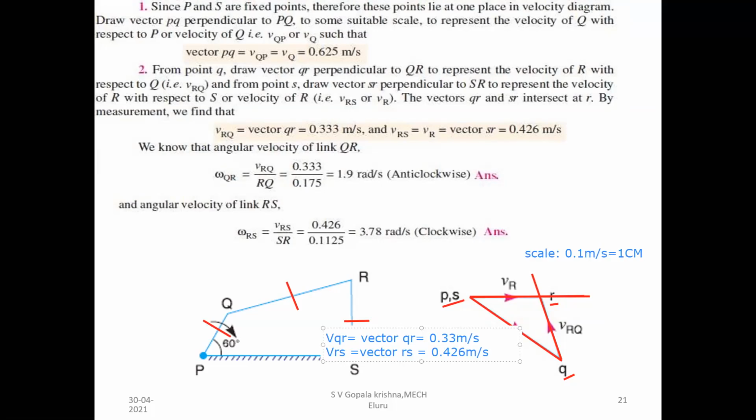Those are the velocities, but we want to find the angular velocities. We have the relation between velocities and angular velocities: omega equals v by r. When we substitute the values, we simply get the angular velocity values, omega QR and omega RS. Is it clear?